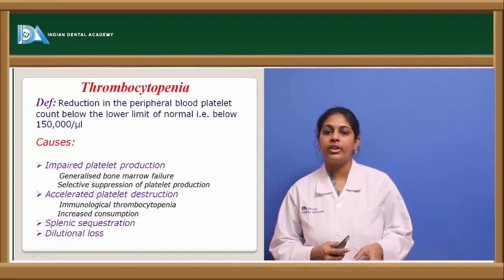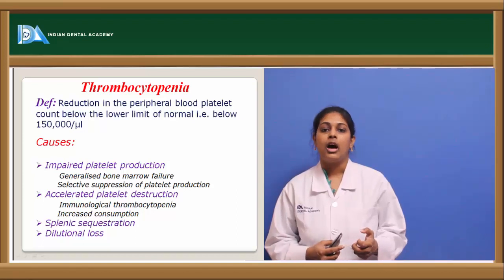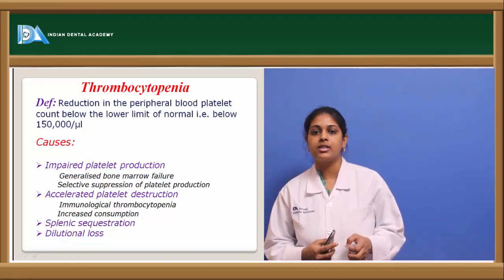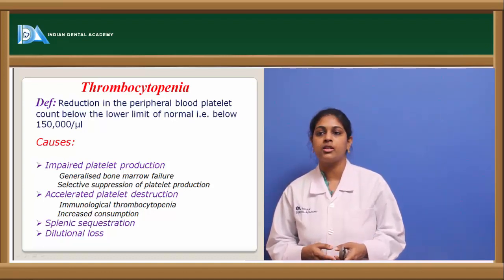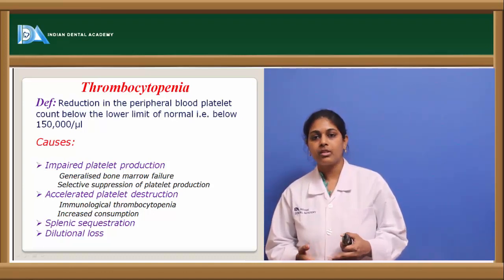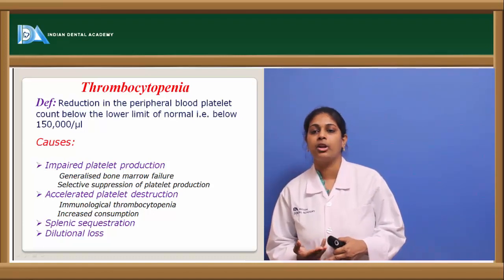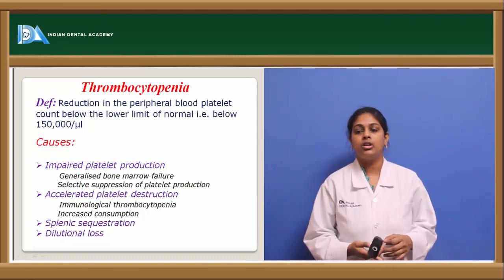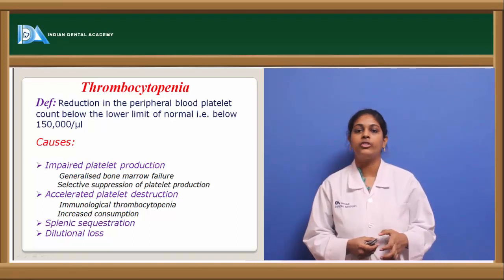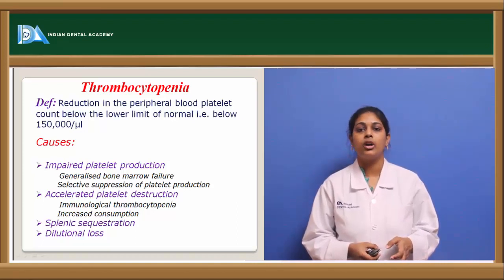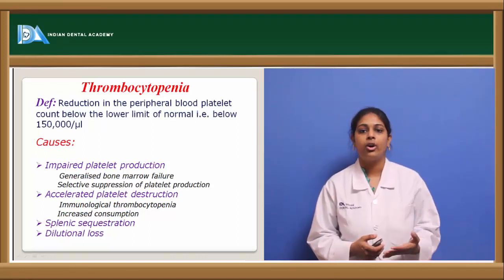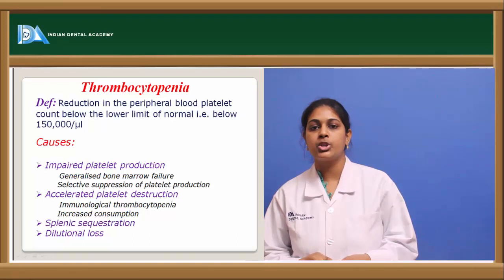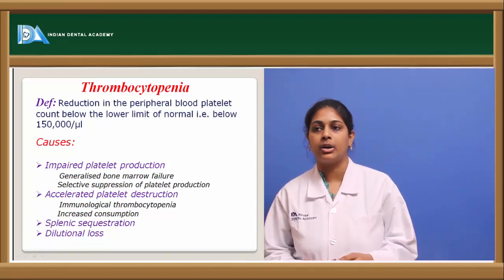The spleen is one of the areas where platelets are stored; 30% of the total platelet count in the body is stored in the spleen. So any splenectomy condition can also result in thrombocytopenia, that is, a decrease in the total platelet count. Dilutional loss can also be one of the reasons, such as in severe burns or conditions like overhydration or underhydration, which in turn cause a decrease in the total platelet count.